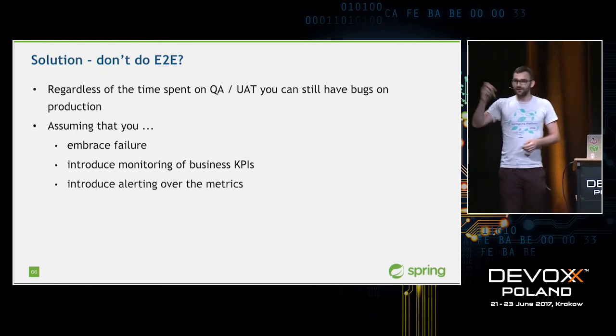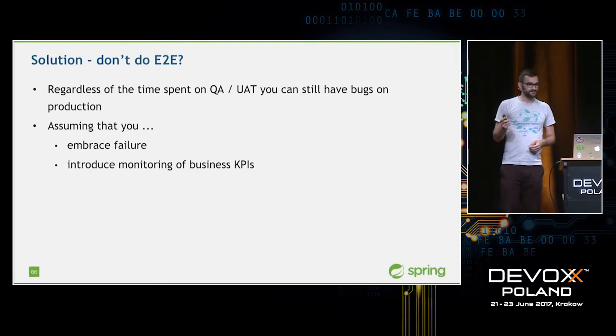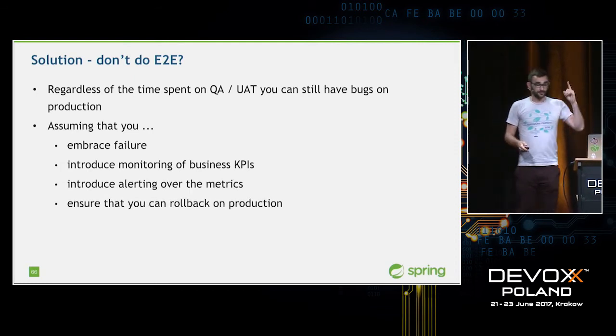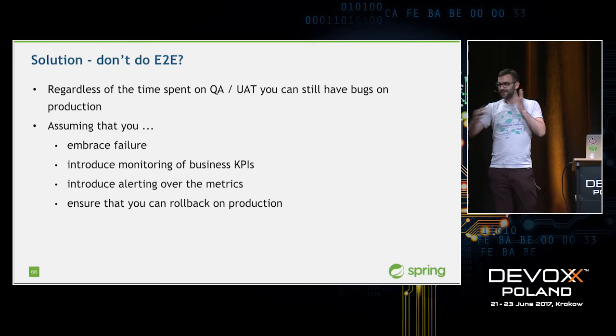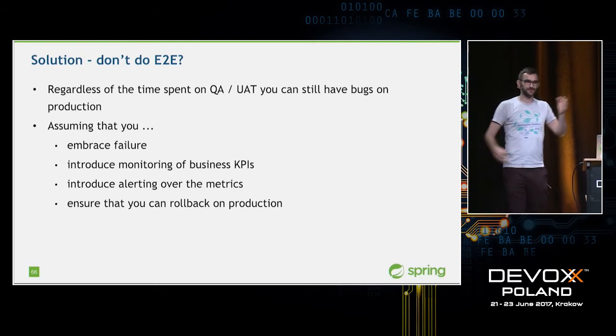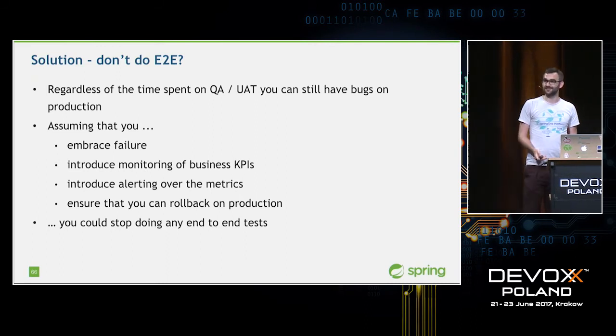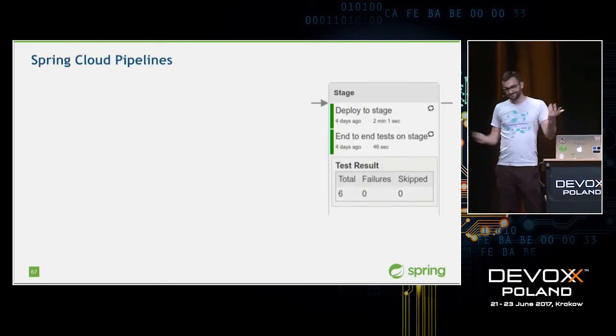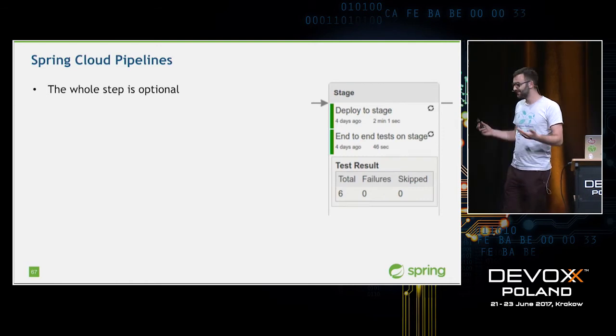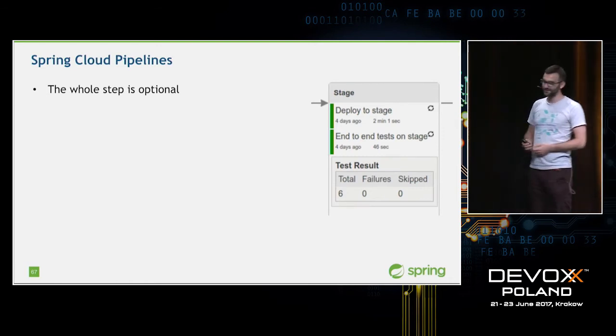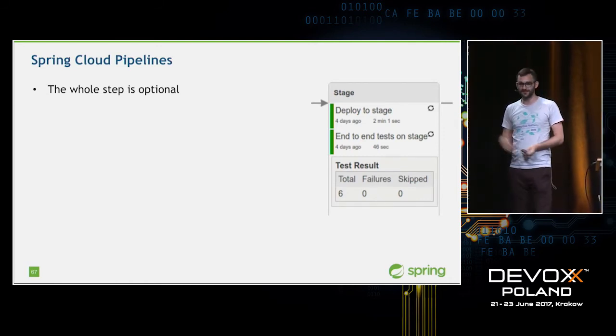And if we introduce alerting over those metrics, then we know that we can roll back on production because we went through the whole pipeline, right? So we know that we are backward compatible. Then actually you can stop doing any end-to-end tests. But let's say, I'm suggesting you think about this, but some people might think I'm crazy.